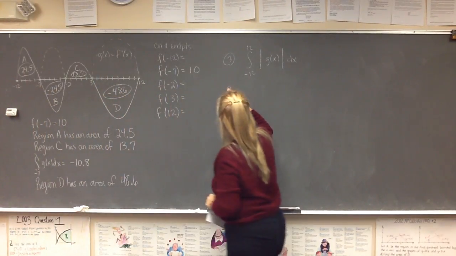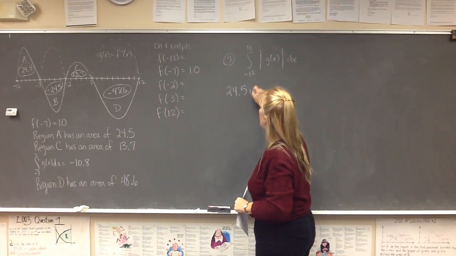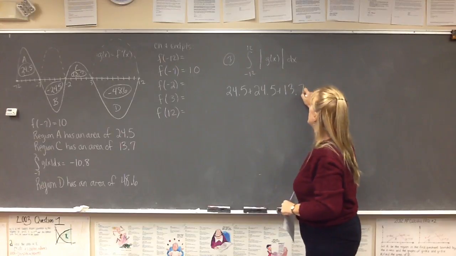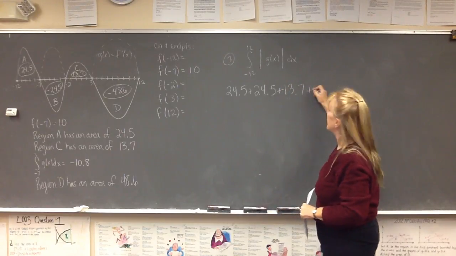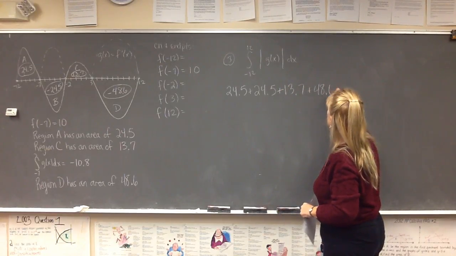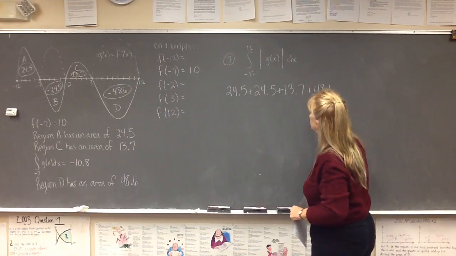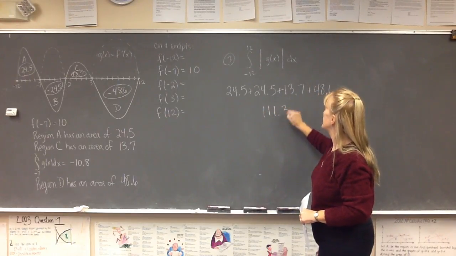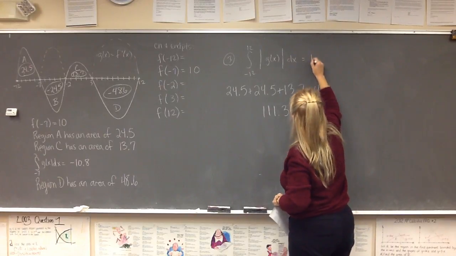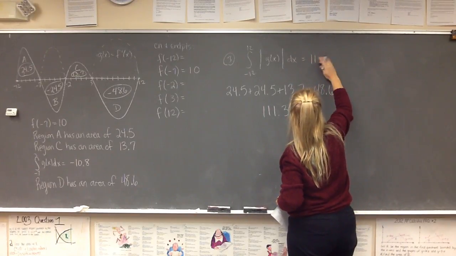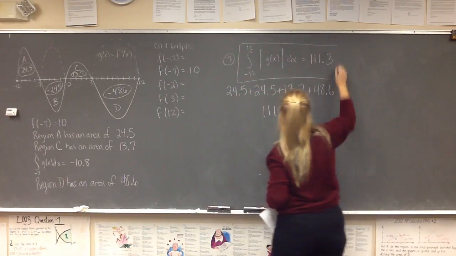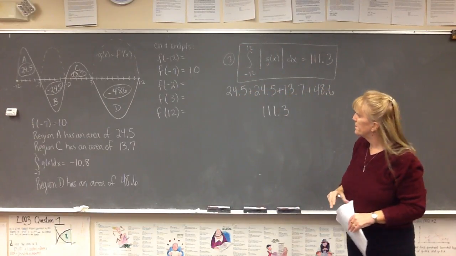So I end up taking a 24.5, adding another 24.5, adding a 13.7, and then adding a 48.6. This overall sum, if I put these things together, is 111.3. And that is the answer. 111.3 would be the answer to that problem.